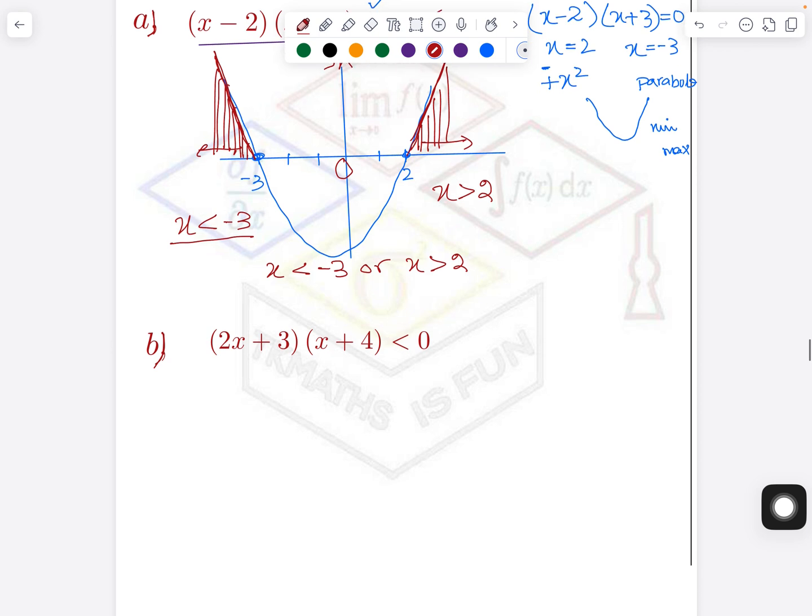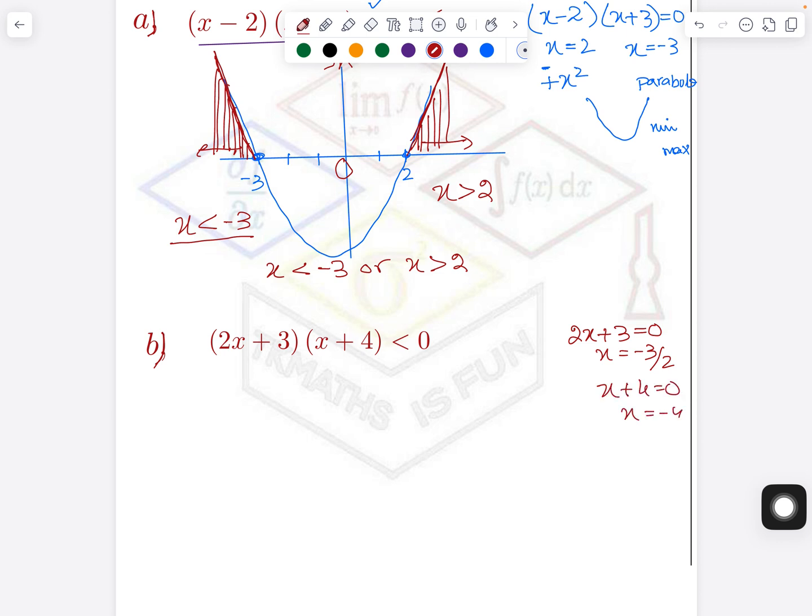Let's see the second part. In this case, 2x plus 3 and x plus 4 are the factors. So you put each equal to 0 to get the roots, right? You can do it roughly in your mind also. No need to write it on the paper. And the second is x plus 4 equals to 0. So you got the roots.